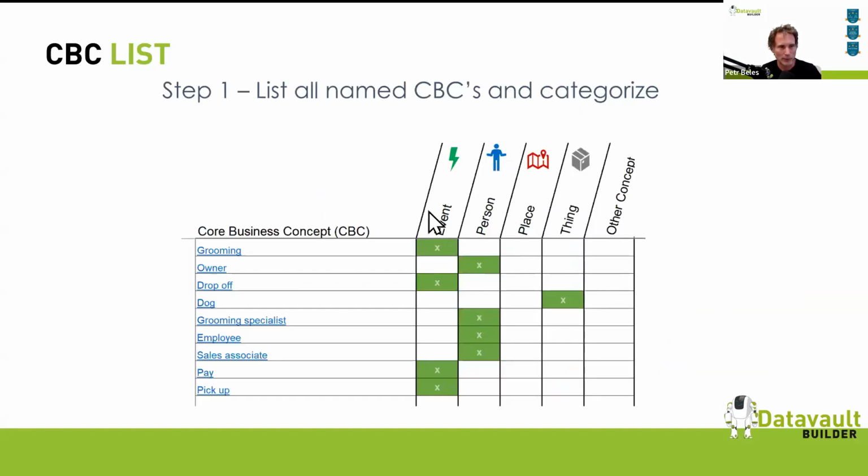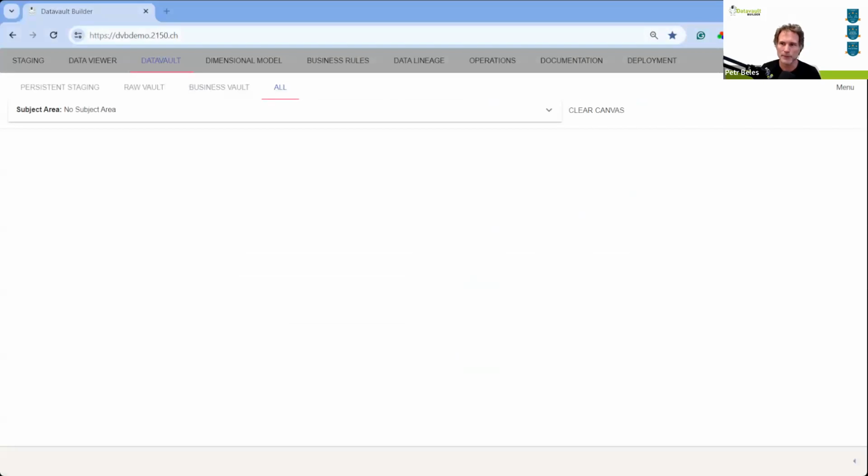So now, the first list we got from the exercise is just this simple list. We got a list of concepts and they are categorized into different categories. So we extracted it from there and we can say, hey, with that, we already can create the hubs in the Data Vault Builder. So let's have a look at how this looks.